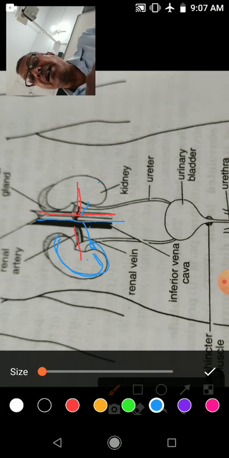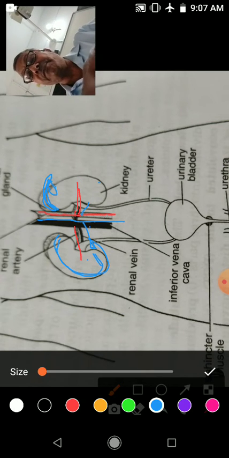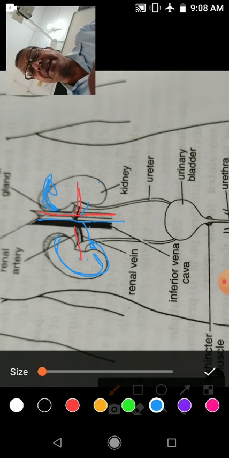On the top of the kidney there is a cap-like structure. This cap-like structure is the adrenal gland. It is not part of the urinary system. It has no role in the formation of urine, and no role in the function of the kidney. So it is the adrenal gland.